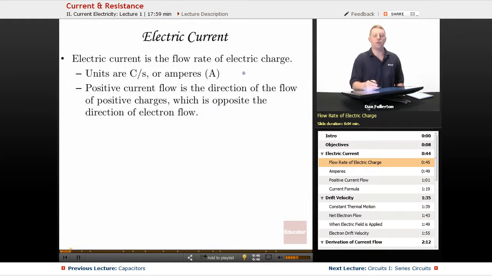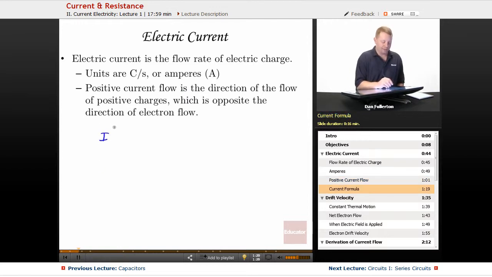Electric current is the flow rate of electric charge. Units are in coulombs per second, which we also know as amperes, which are given the symbol capital A, and oftentimes you'll hear that referred to as amps. Positive current flow is the direction of the flow of positive charges, which can be a little bit confusing, realizing that in most of the circuits you're going to talk about, it's actually electrons which are moving. So the direction of the charge carrier flow in most circuits, electrons, is opposite what we call the direction of positive current flow.